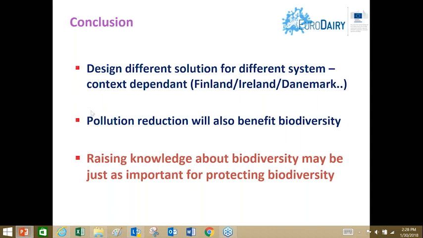I would like to highlight as well, as conclusions, that pollution reduction will also benefit biodiversity. So it's good to say. And very importantly, factors such as raising knowledge about biodiversity may in fact be just as important for protecting biodiversity.